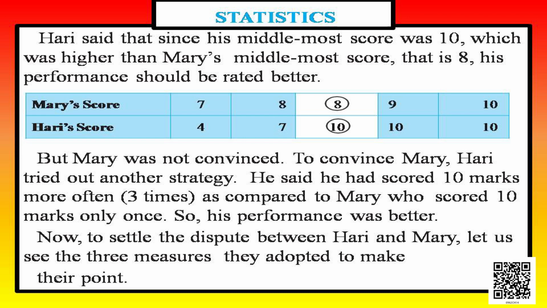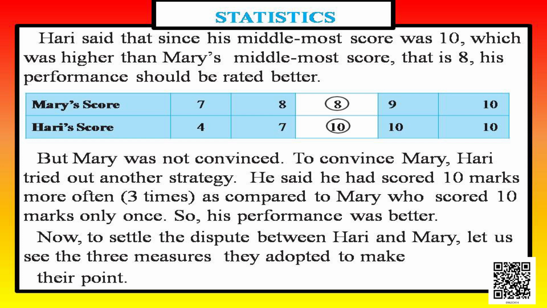He arranged both their scores in ascending order and found out the middle score as given below. These are the scores of Mary. She got 7, 8, 8, 9 and 10. And in the next row we have Hari's scores, which are 4, 7, 10, 10, 10. Hari said that since his middlemost score was 10, which was higher than Mary's middlemost score, that is 8, his performance should be rated better. But Mary was not convinced.